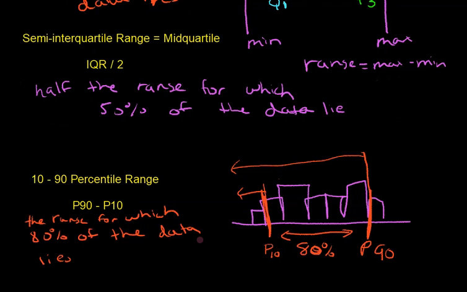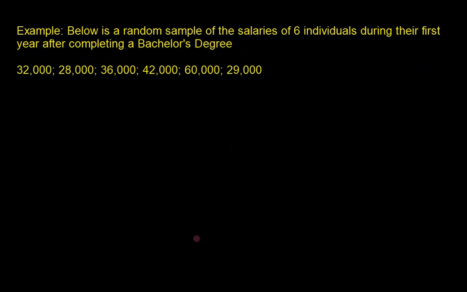Now let's go ahead and do an example. Below is a random sample of salaries of 6 individuals during their first year after completing a bachelor's degree. Let's calculate all 3 of those measures of variation: the IQR, the semi-interquartile range, and then the 10-90 percentile range. Let's start with the IQR.